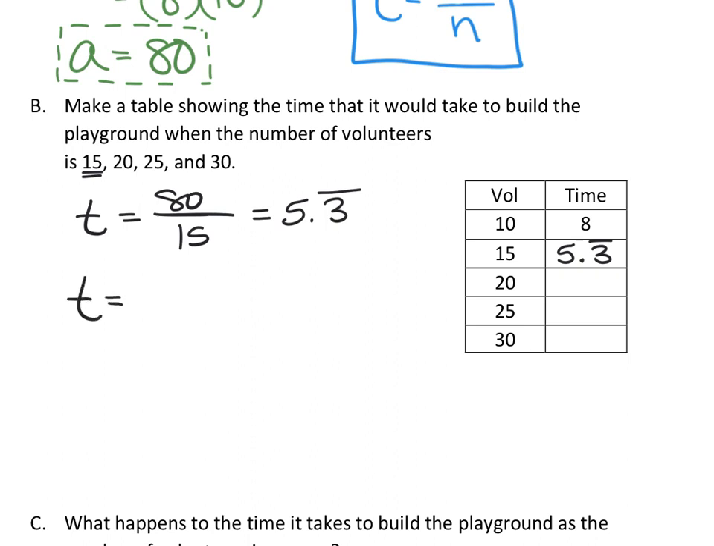If we increase the number of volunteers by 5, should it be getting quicker to make the playground or longer to make the playground? If we add more people working on it. Quicker. Let's figure out how quicker. If we do 80 divided by 20, what do you get? 4. So it should only take 4 hours for 20 people to build this playground.